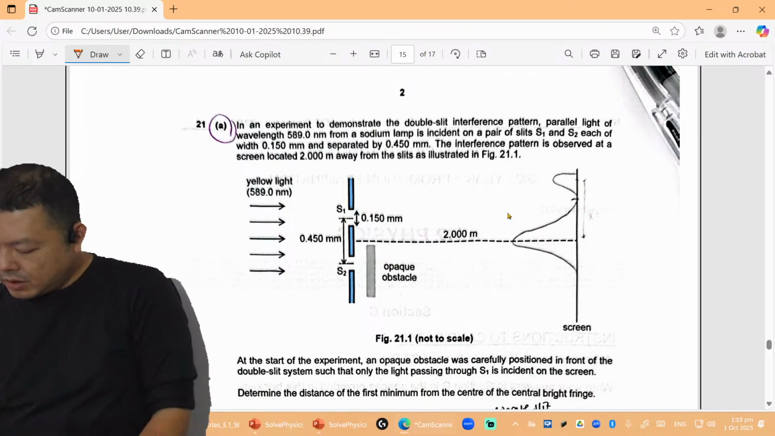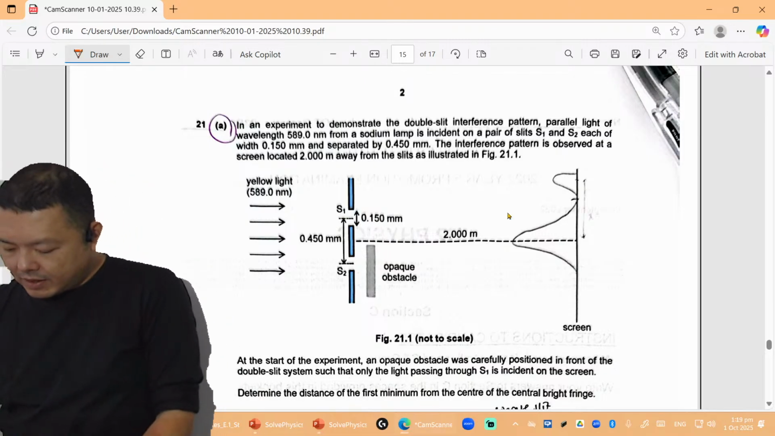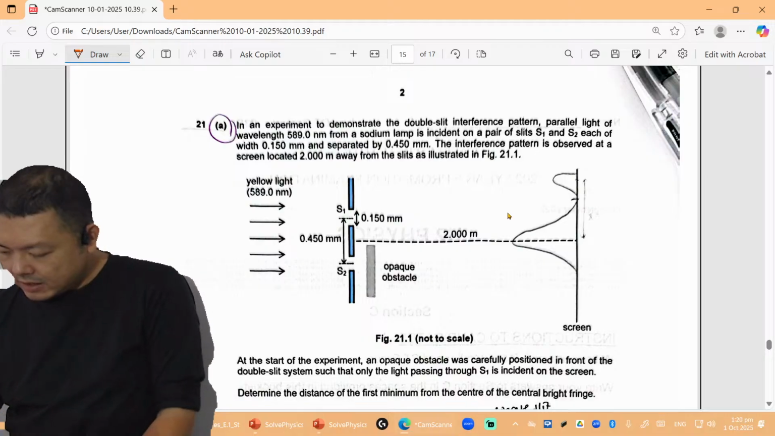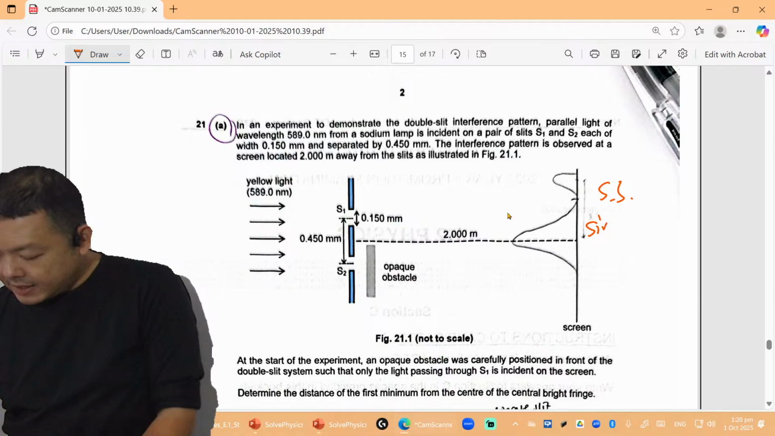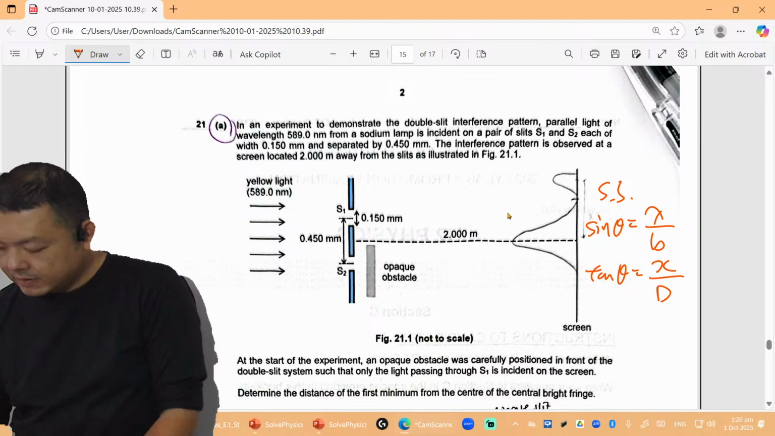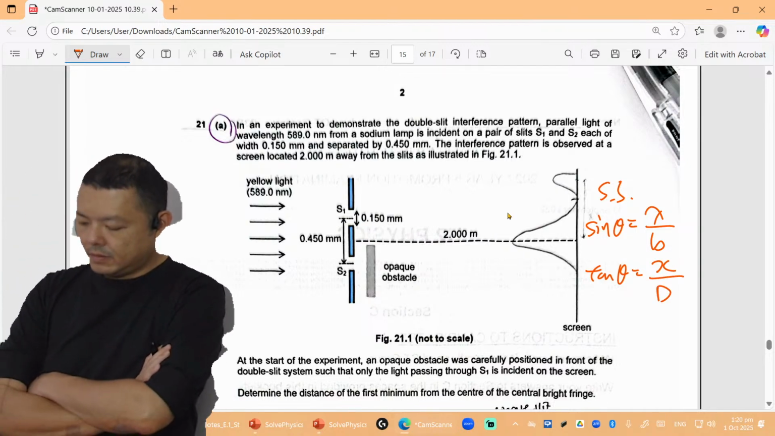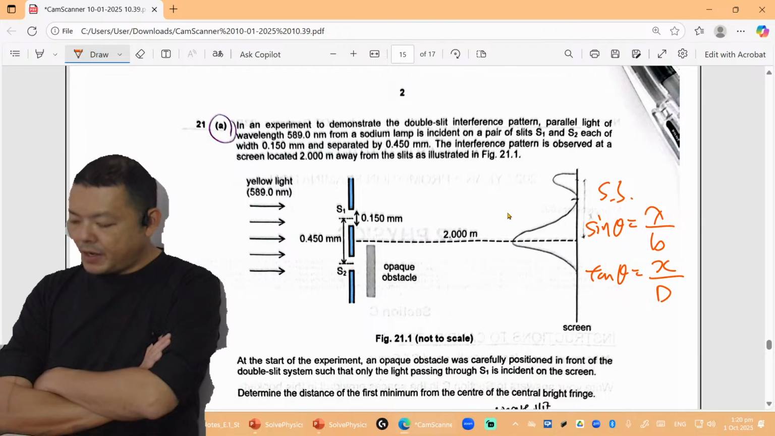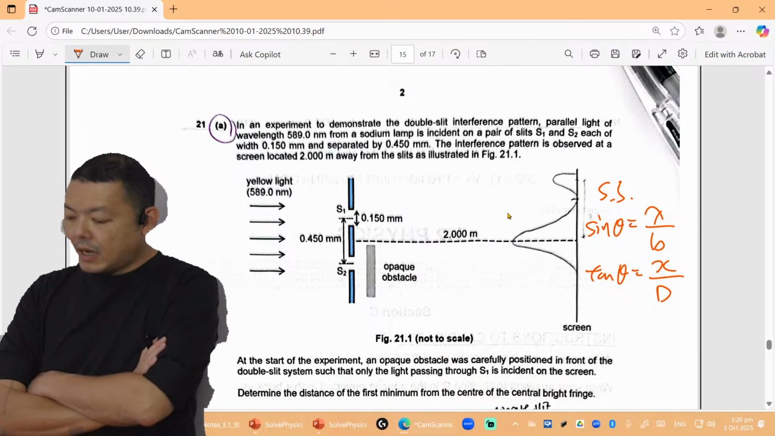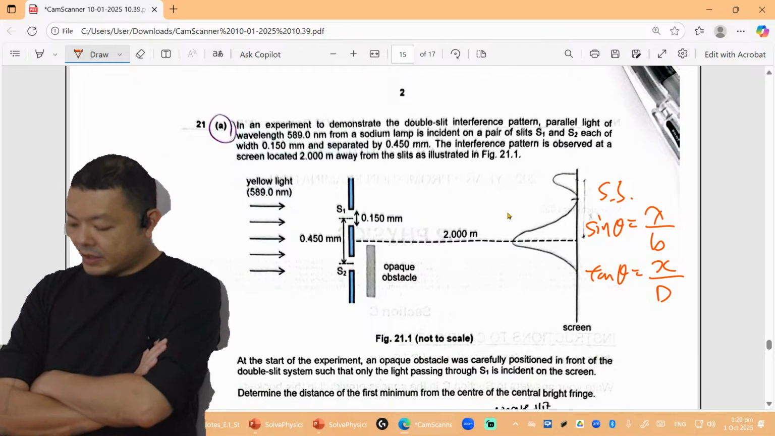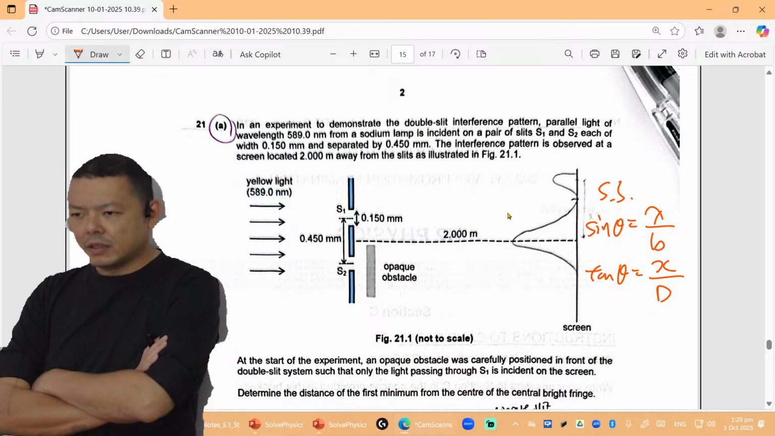No, so we have two equations, right? For single slit, you have sine theta equals lambda over b, and then tangent theta equals x over d. From the lambda and the b, you can find the theta, and then you sub the theta into the x over d, you can find the distance of the first minimum. What do you mean by you cannot? I think you can.